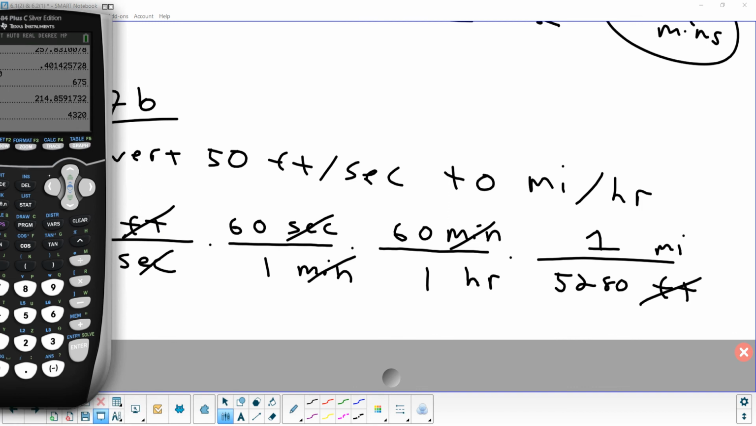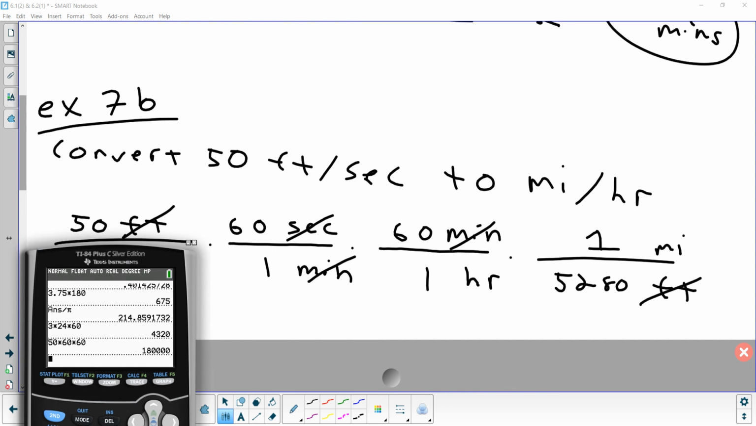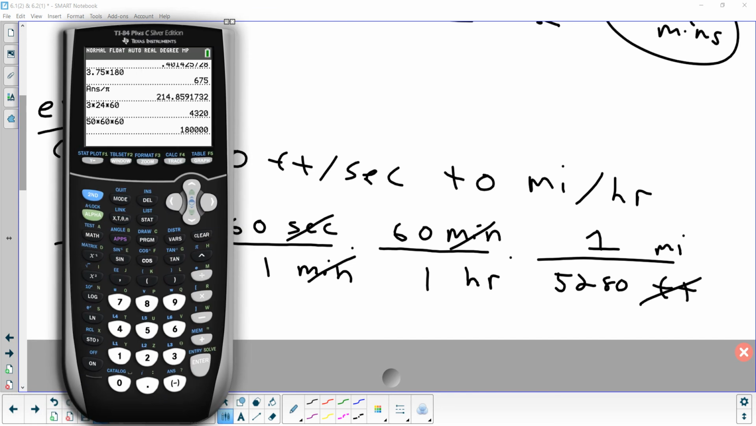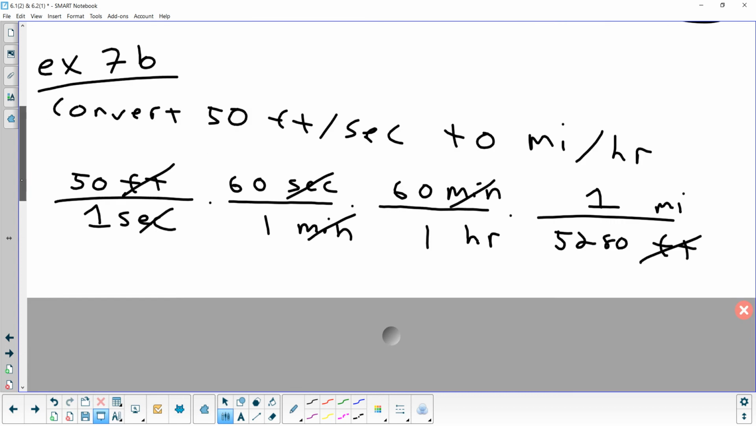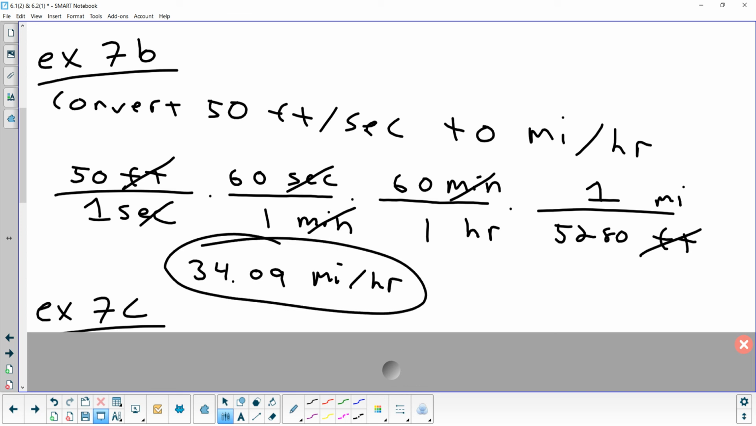Okay, just multiply straight across. So we've got 50 times 60, times 60 again. That gives me 180,000 in the numerator, divided by 5,280. All right, so that's a speed of 34.09 miles per hour. Sometimes you see mph, or you can also write it miles per hour. Same thing. The two units that I usually see a lot are mph for miles per hour, and RPM, revolutions per minute.